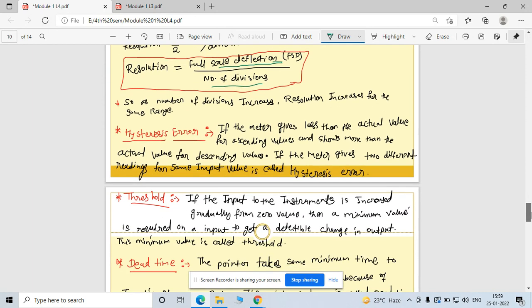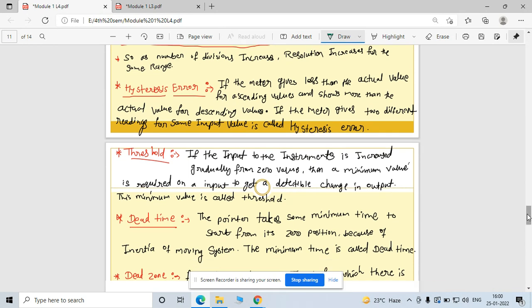Now, these are the types of error. Hysteresis error occurs if the meter gives less than the actual value for the ascending value and shows more than the actual value for the descending value. If the meter gives two different readings for the same input, it is called hysteresis error.